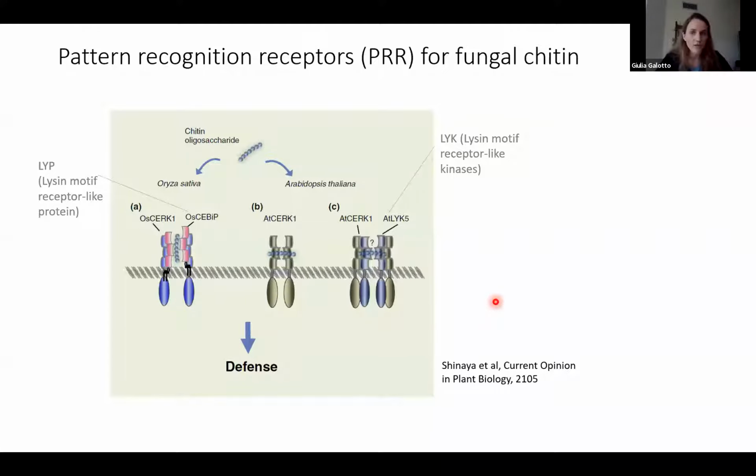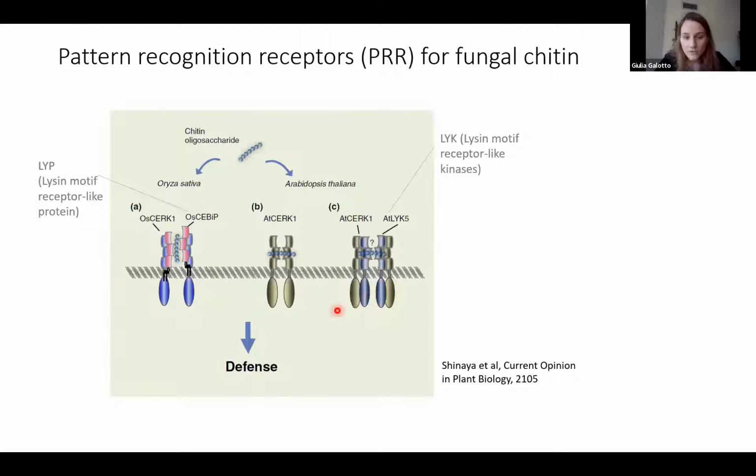PRRs for chitin have been mainly studied in rice and in Arabidopsis. Rice is actually the first plant in which the receptor for chitin has been identified, and this is the protein CEBiP. Two molecules of CEBiP bind to a chitin, and upon this binding interaction, they seem to recruit CERK1, and they form a hetero-tetramer.